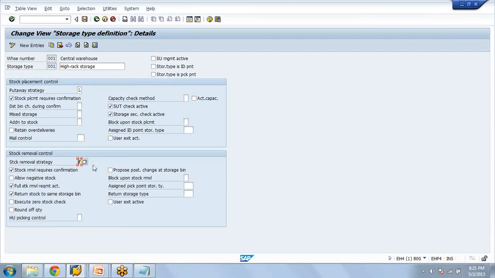When you give FIFO as the picking strategy, the system will search the storage bins for the earliest GR date, and accordingly it will pick that material.